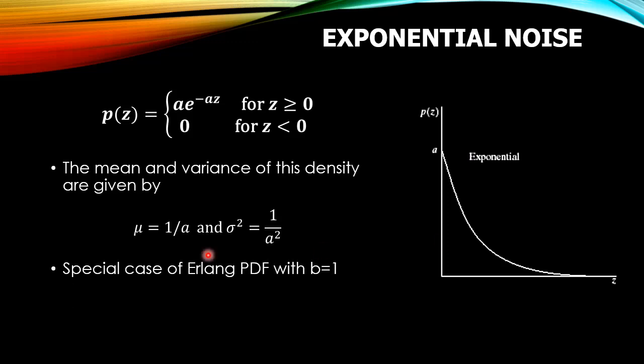You can treat this as a special case of the Erlang PDF with b equal to 1. If you refer to that PDF of Erlang, it looks like this. It is slightly shifted to the right, and then drops down to 0. So you just shift it to the left hand side and make b equal to 1, and you get this exponential noise.